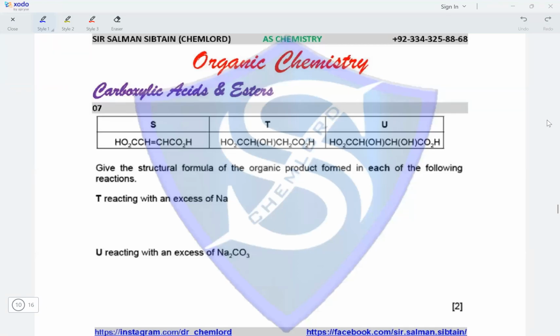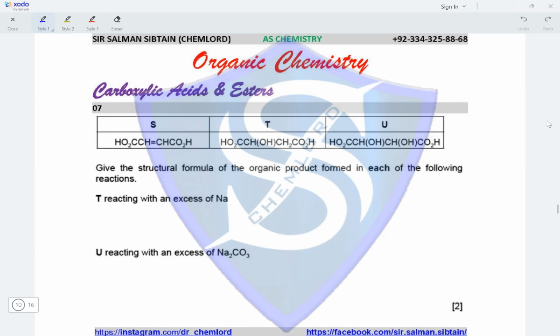Hi guys, this is AS Chemistry, Organic Chemistry, and we are doing carboxylic acids and esters. Question 7. Three acids have been given to us, S, T, and U, and it says give the structural formula of the organic product formed in each of the following reactions.